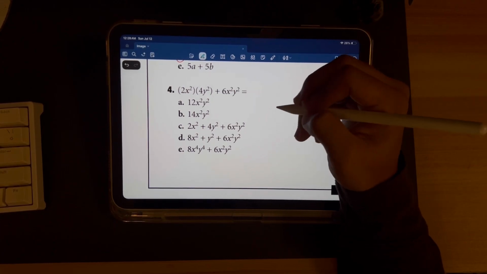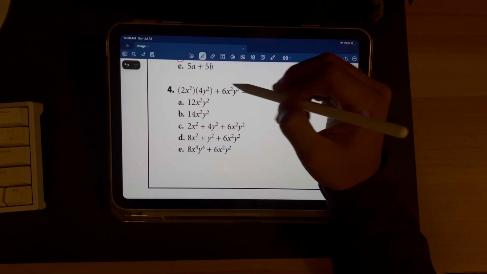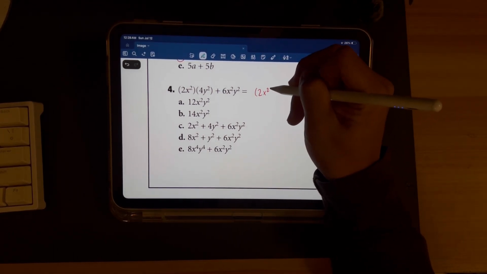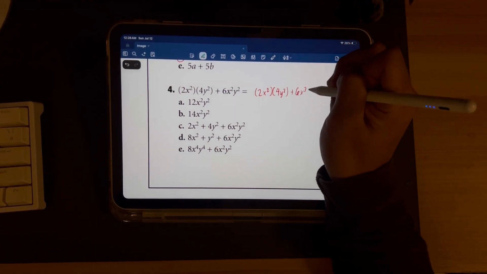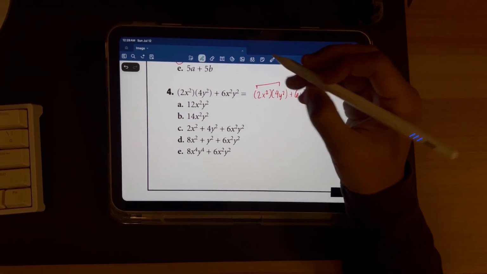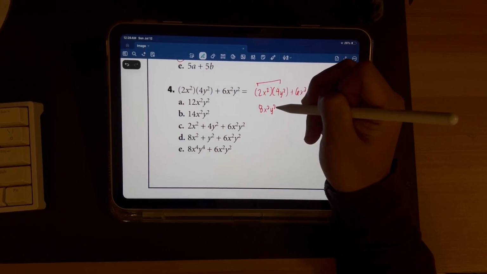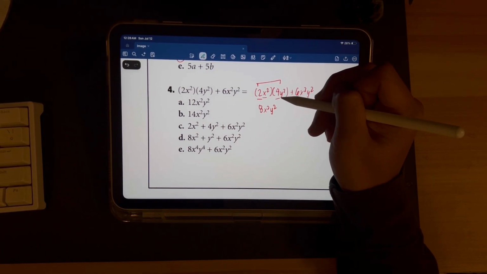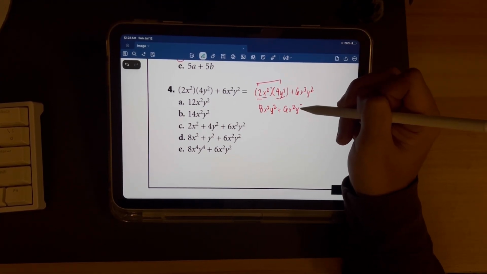Now, for the fourth problem or equation, we are again asked what would be the final value of this given equation. Let's first rewrite the equation. We have 2x squared multiplied by 4y squared plus 6x squared y squared. Here, let's first combine these two by multiplying. That would result in 8x squared y squared. We simply multiplied the coefficients and combined the variables, plus 6x squared y squared.